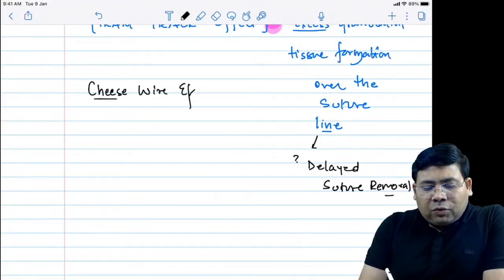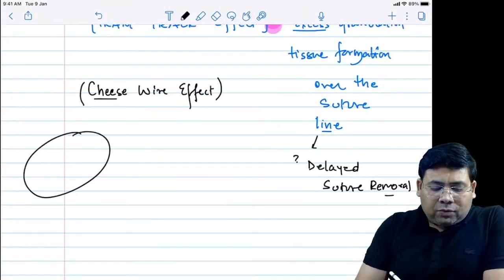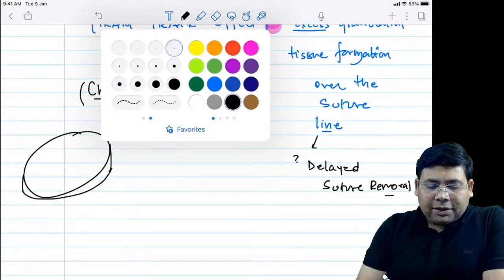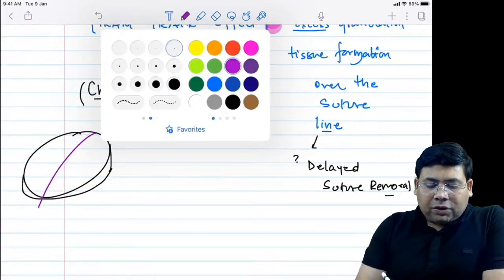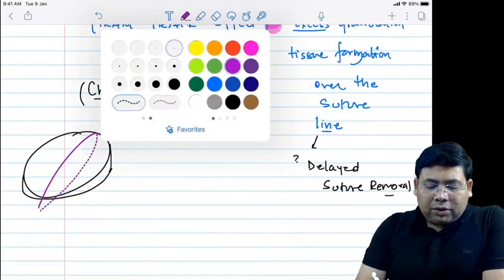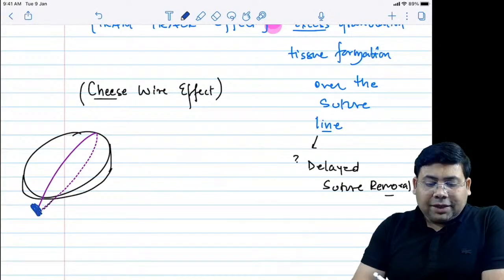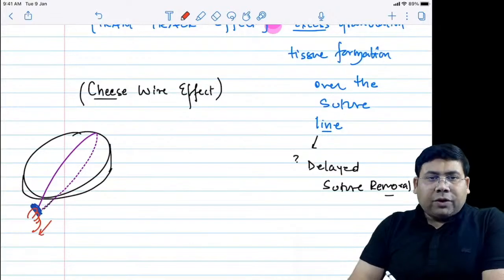Then what is a cheese wire effect? Students, if you want to cut a block of cheese, what do we do? There's a special device, which is a wire. You pass this wire through the block of cheese. There's a handle, and you hold it and pull it towards yourself.